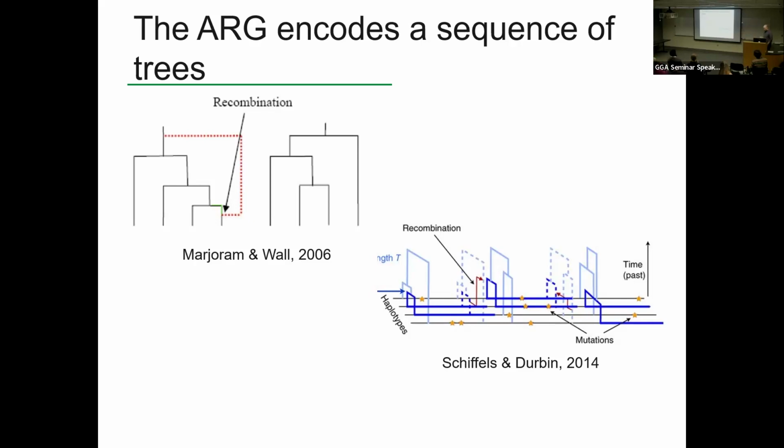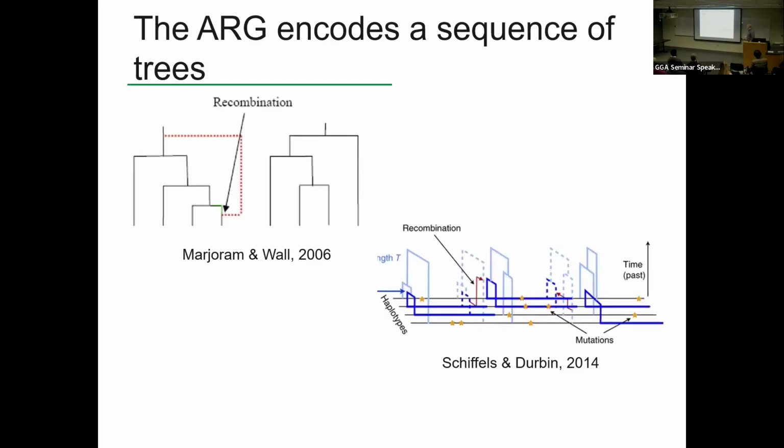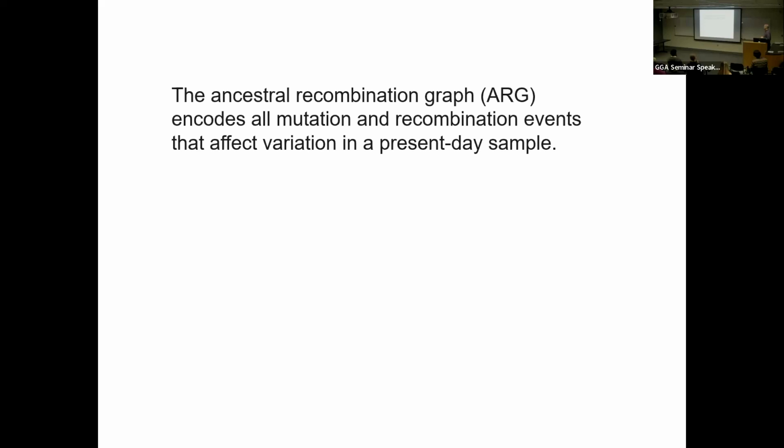And this sequence is sometimes called the ARG, or the ancestral recombination graph. I'm going to ignore the distinction between the ARG and tree sequences for the real nerds in the room, and just think of them as being the same thing. So the ancestral recombination graph encodes all of the recombination events and all of the common ancestry events that affect genetic variation in the current sample.